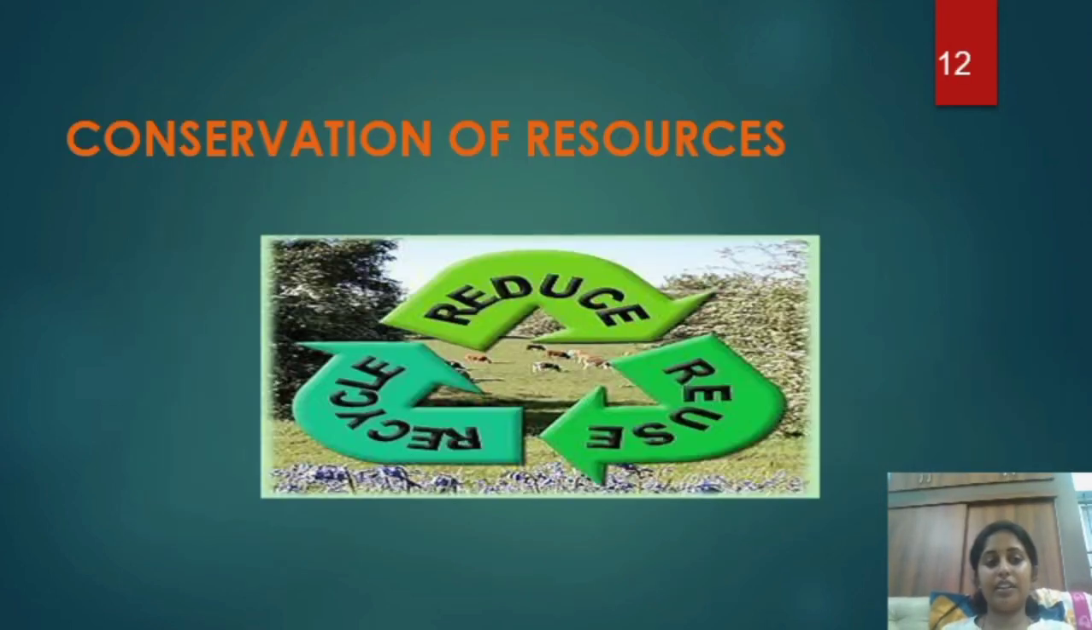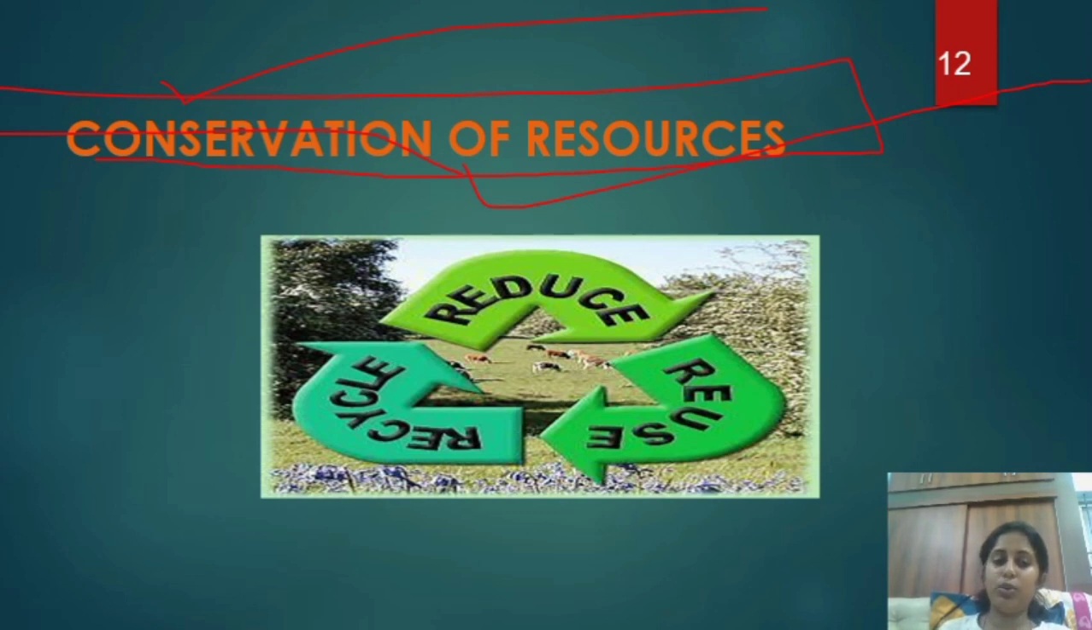Our next topic is conservation of resources. What is conservation of resources, students? See, we have everything which is gifted by God. If we use it in the right proportion and if we conserve it for our next generation, we are working to keep our next generation safe, correct? If we don't conserve resources, then even if you keep crores of money, if the resources are not the right resources, what is the use? So conservation of these resources is very important.